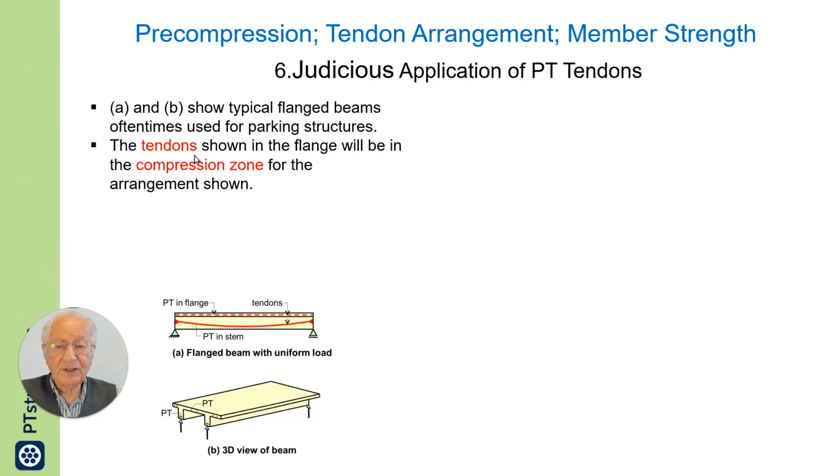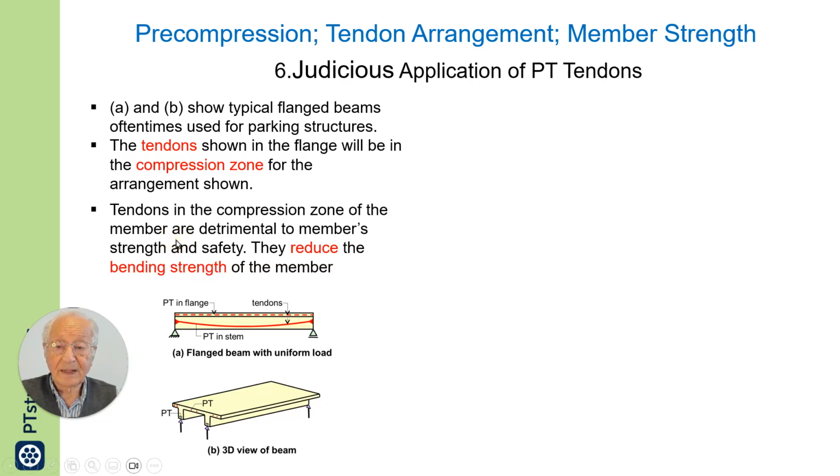A and B show typical flanged beams. The tendons shown in the flange will be in the compression zone. Here, the tendons are in the compression zone, in addition to the tendon here. Tendons in the compression zone of the member are detrimental.